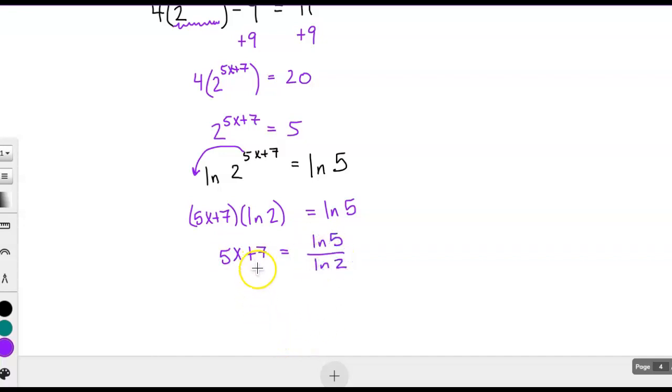Okay, and then subtract 7 and divide by 5. So I'll just kind of do it all at once. So the natural log of 5 over the natural log of 2, then minus 7, you've got to do it in the correct order, and then we would divide by 5. And so this is your final answer, and you could just type that in a calculator. Okay, so those are exponentials.